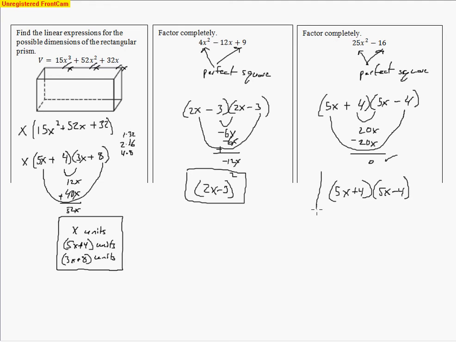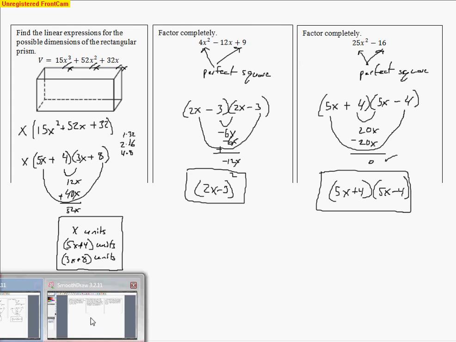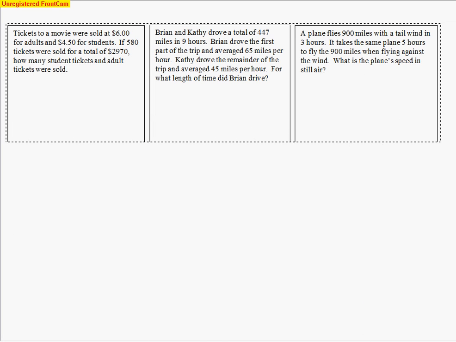So now on to the word problems. First one is a movie ticket problem. Alright, so we're looking at adults and students coming to this movie, and we have the total number of people attended, total price here, and we've got costs of adults and costs of students, and they're asking for how many students attended, how many adults attended.